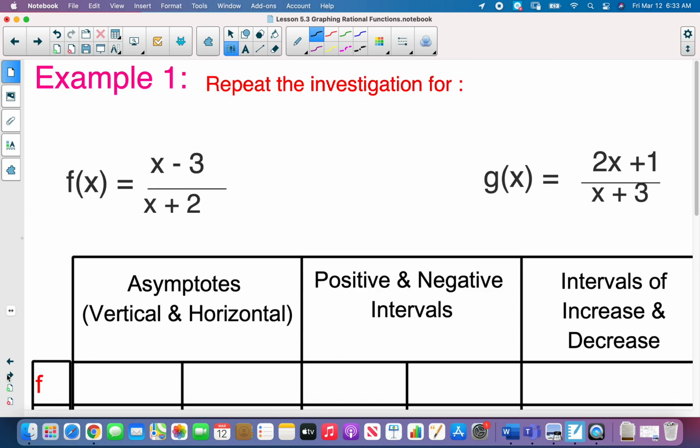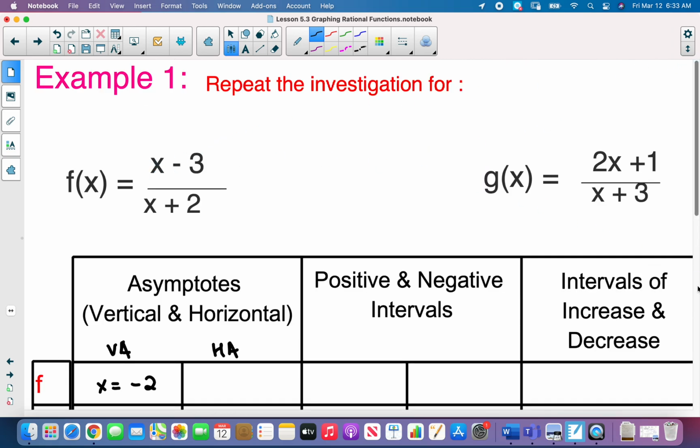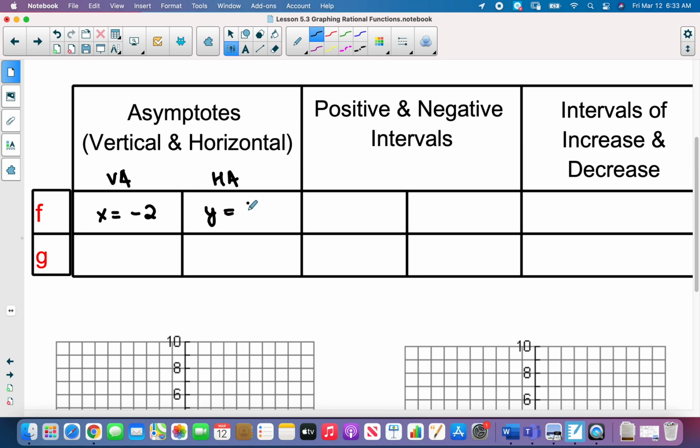Let's try another example. It's two of them actually. f of x equals x minus 3 divided by x plus 2, and another function g of x equals 2x plus 1 divided by x plus 3. Let's do the first one, the f of x one. Let's do the vertical asymptote and the horizontal asymptote. For this one, the vertical asymptote will be at x equals negative 2. The horizontal asymptote we can tell by looking here, it's 1 over 1, so it's y equals 1.